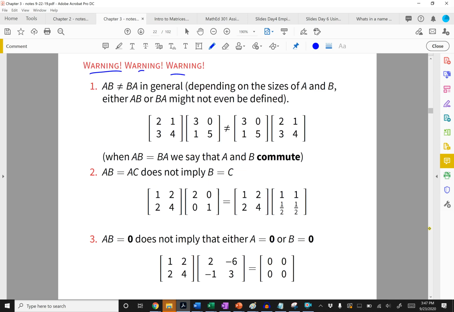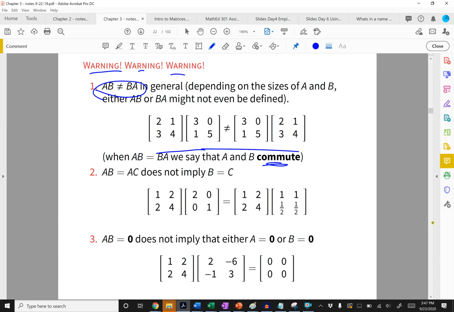Okay, here are the big warnings. Matrix multiplication is not necessarily commutative. If A and B are matrices, it's not necessarily true that B times A is the same as A times B. If you pick 2 random matrices, they're probably not going to commute. Commute means that A times B is equal to B times A. Some do, and some don't.